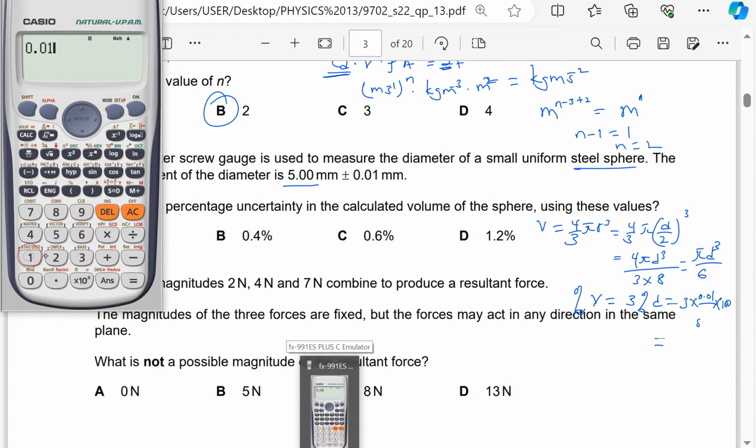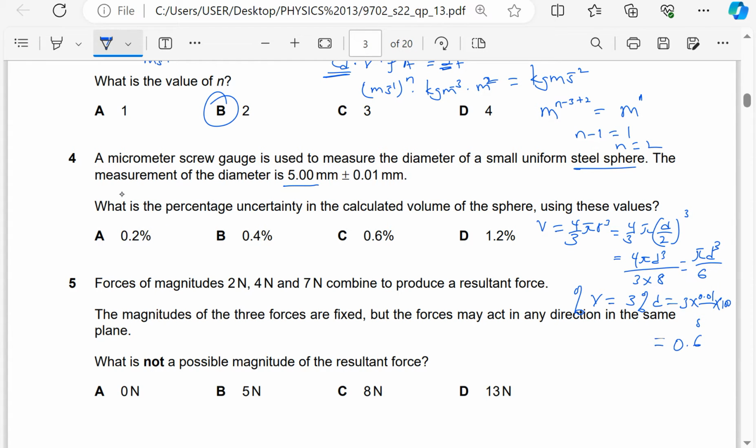0.01 divided by 5 times 100 times 3, which is 0.6. So this is 0.6%. So the answer is going to be C.